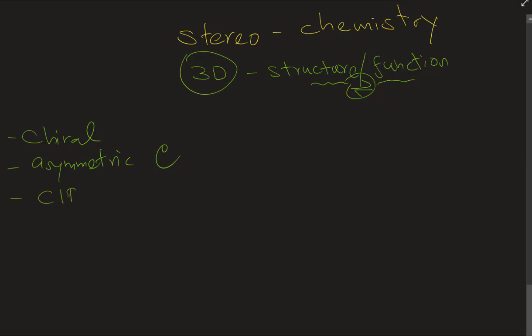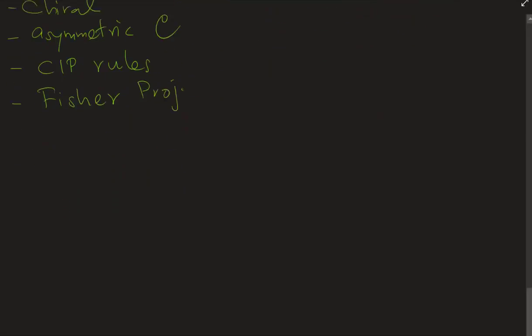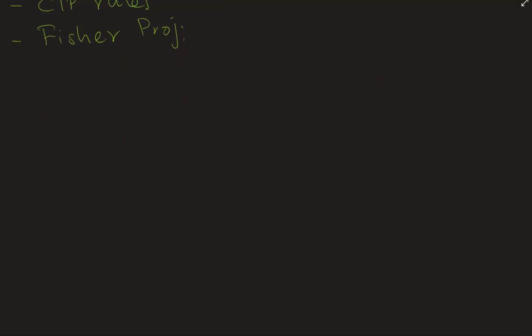Hi, let's look at stereochemistry, chirality, asymmetric carbon, CIP rules. Fischer projections, we'll look at in the next video. Now, stereochemistry: the three-dimensional structure is important to understand the functionality of a molecule. It's especially important in drugs, molecules, and so on.